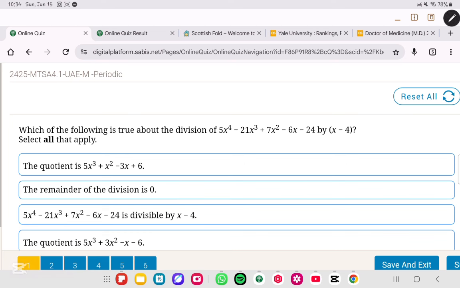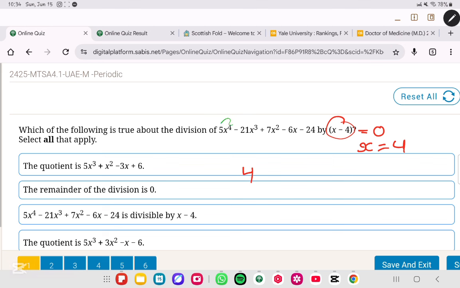So I'm gonna be using the synthetic division method. What's the synthetic division method? First thing I'm gonna do is take the divisor, which in this case is x minus 4, and I will make it equal to 0. So x minus 4 is equal to 0. That means x is equal to 4. Now this is what we're going to be dividing by, 4.